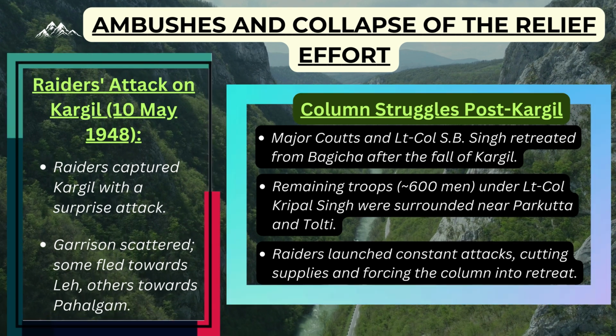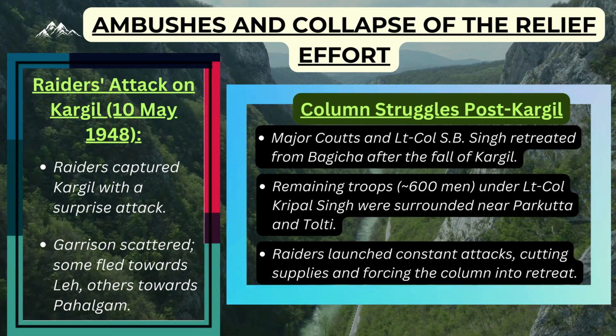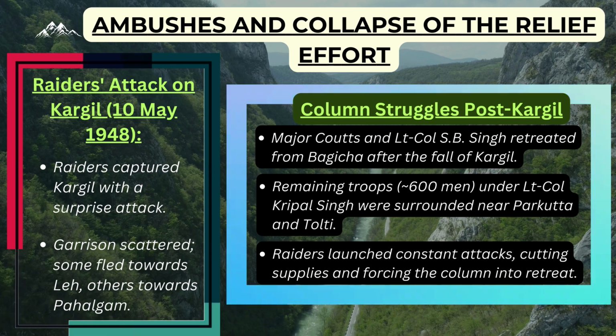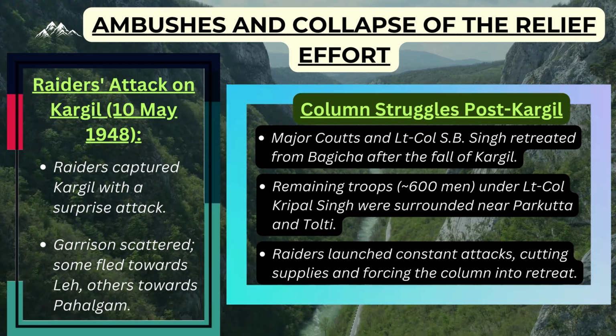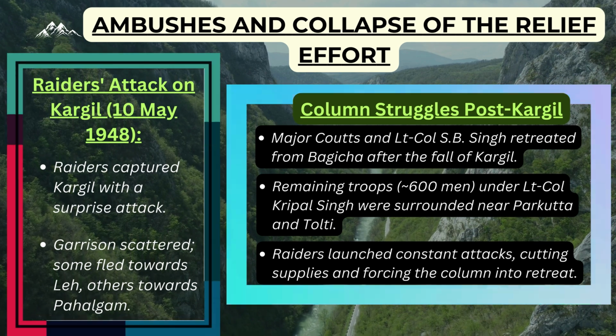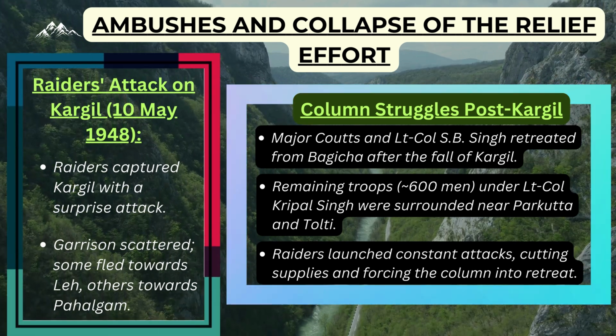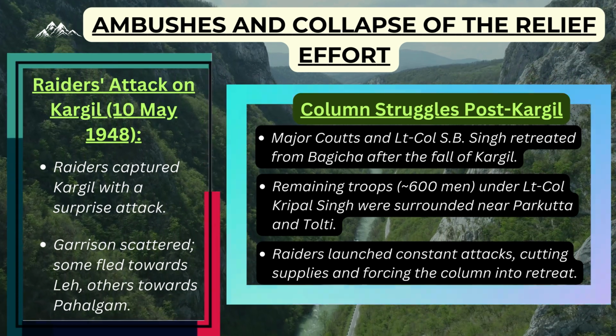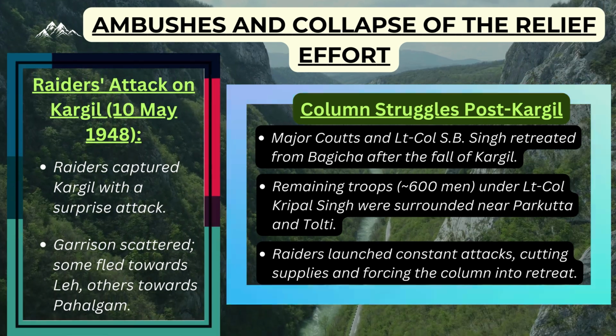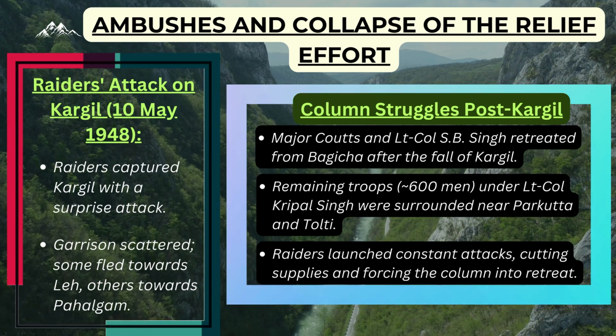Lieutenant Colonel Kripal Sinha, with the remaining 600 troops, was surrounded by raiders near Parkutta and Tolti. The raiders launched constant attacks on the column. They cut off supply lines, leaving the troops without food, ammunition, or communication. The sustained pressure eventually forced the column into a chaotic retreat, further weakening their position.